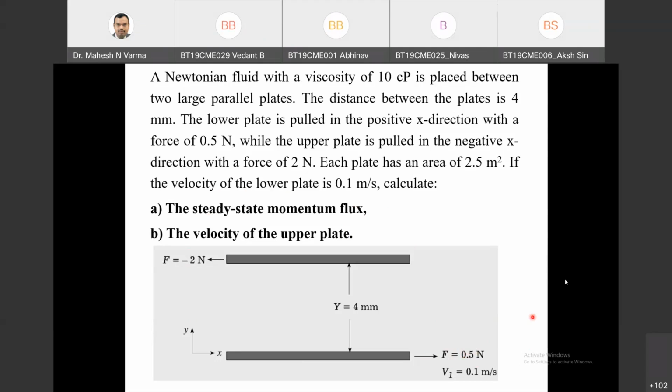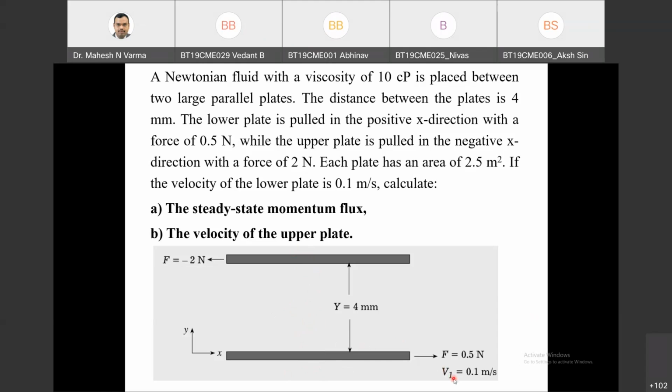Yes. So this is the shear stress. In this area, shear stress will be the momentum flux. Momentum flux in this area will be 1 Newton per meter square.